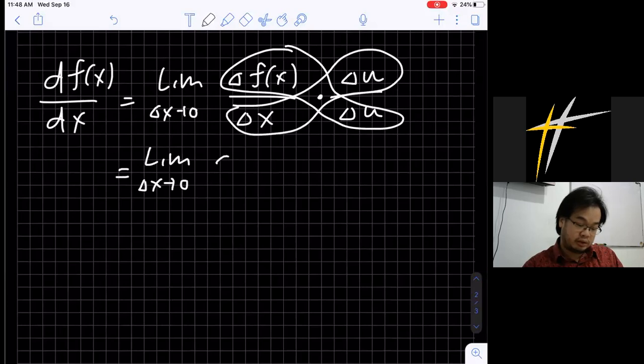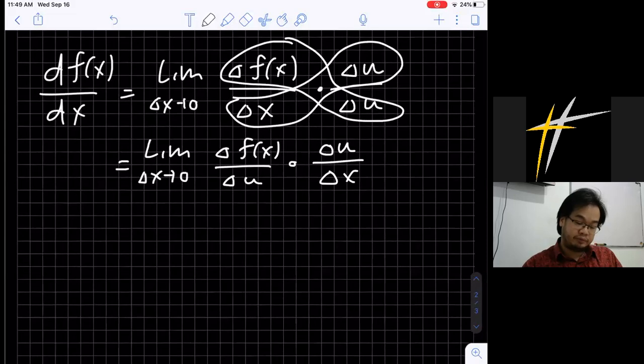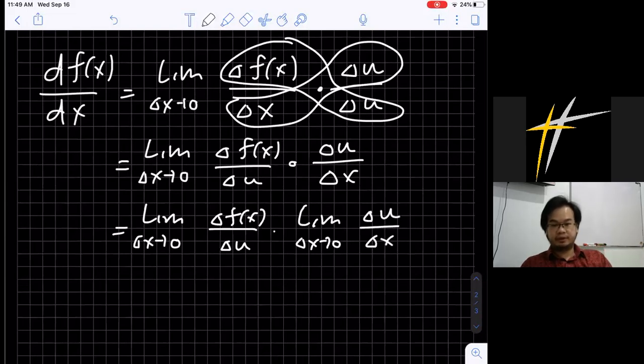So it's equal to delta f(x) over delta u times the limit as delta x approaches 0 of delta u over delta x. And when you learn about limit properties, you know that you can separate this into the limit of delta x approaching 0 of delta f(x) over delta u times the limit of delta x approaching 0 of delta u over delta x.